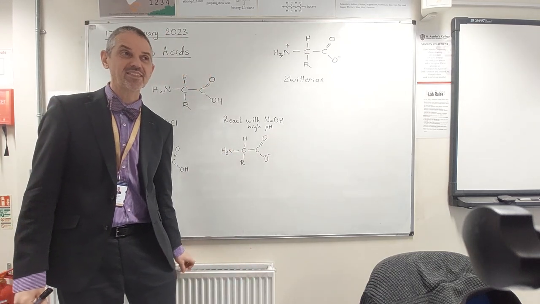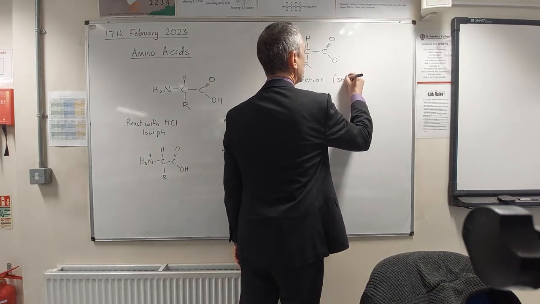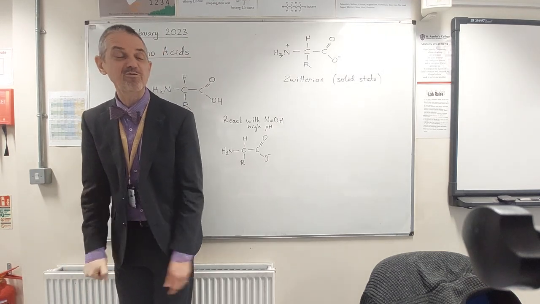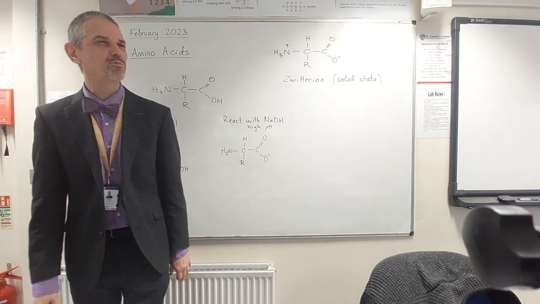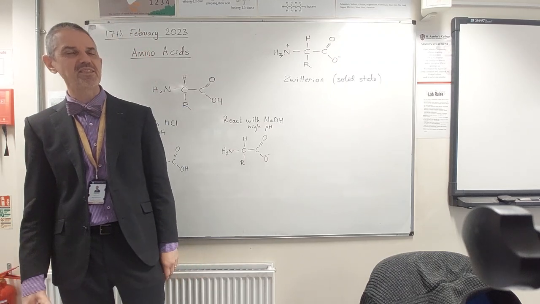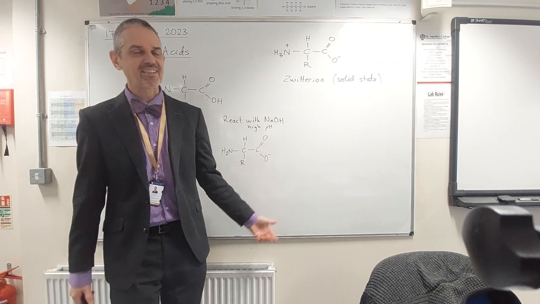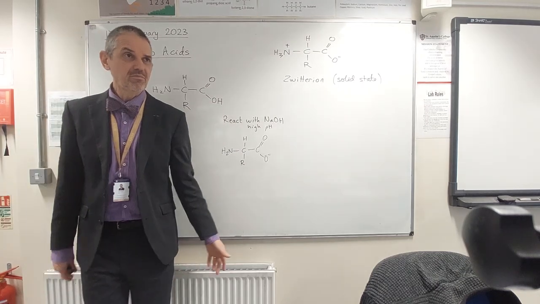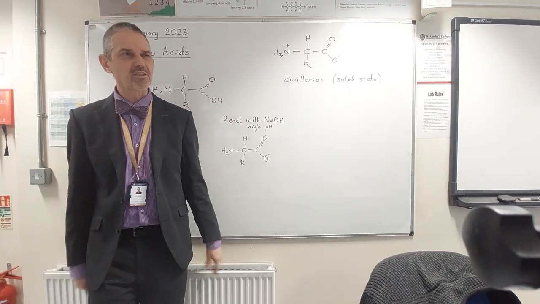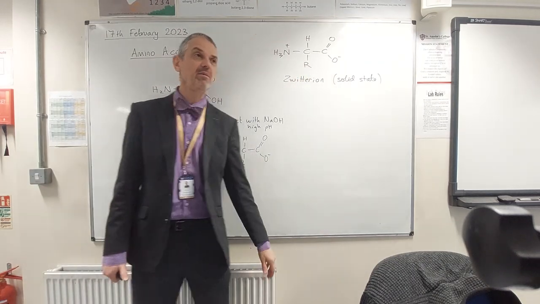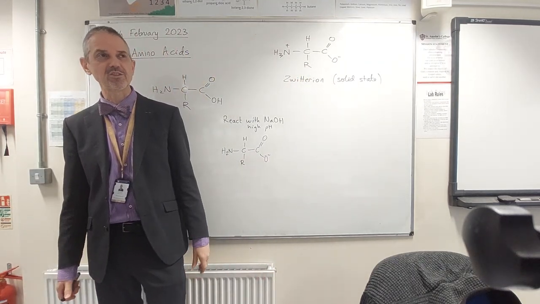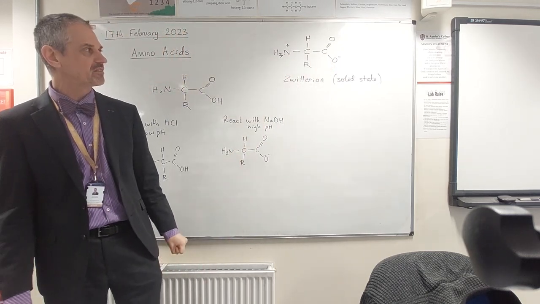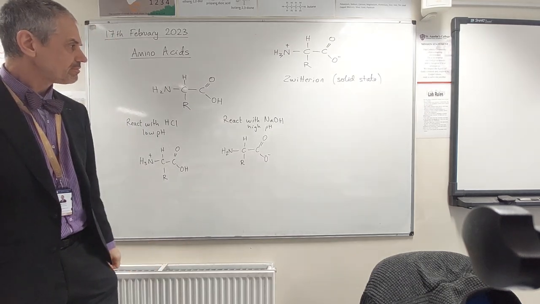So if you're looking at a solid amino acid, the solid amino acid is in the form of a zwitterion, which explains why amino acids have rather high melting points, higher than you would expect for standard carboxylic acids and amines. I mean, most carboxylic acids would be boiling in the range of 100, maybe 150, but amino acids can have melting points in the 300s, 400s, because of that extra bit of ionic bonding that's coming from the zwitterion.